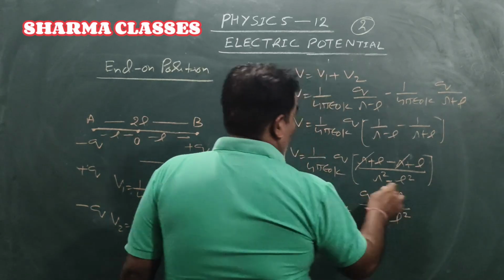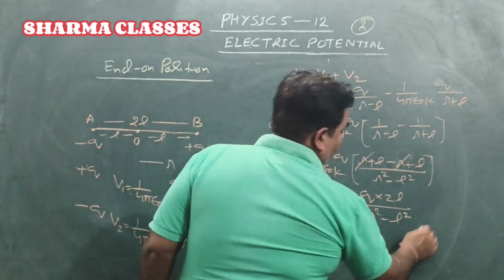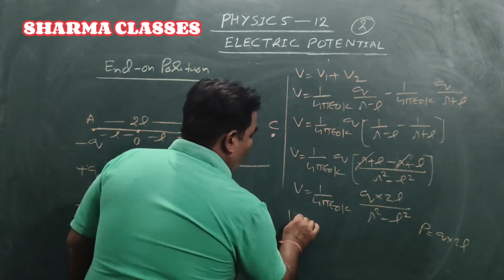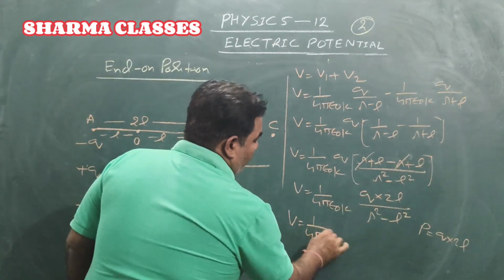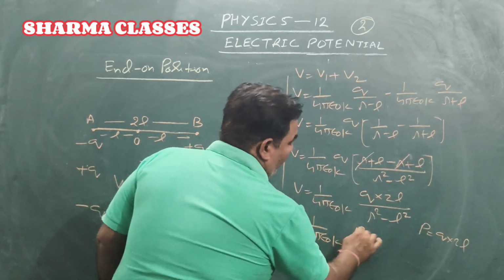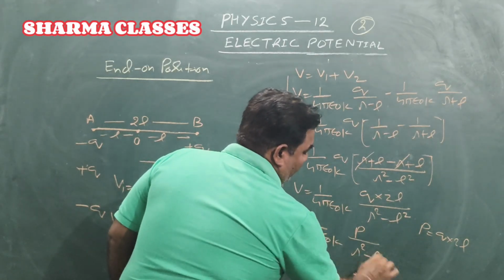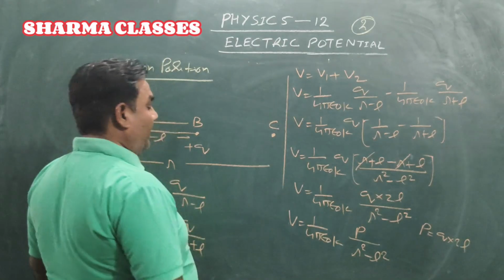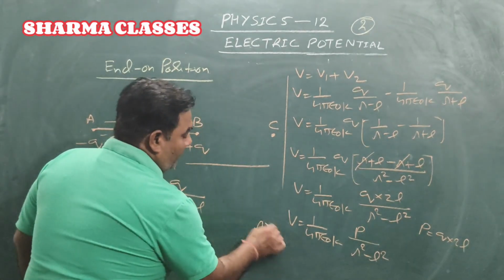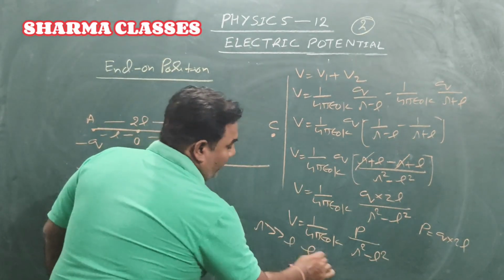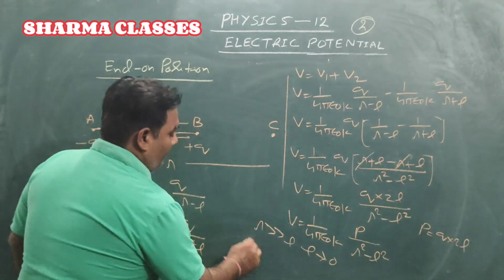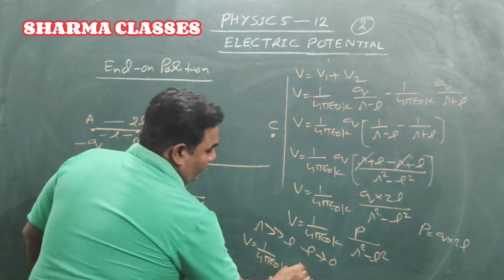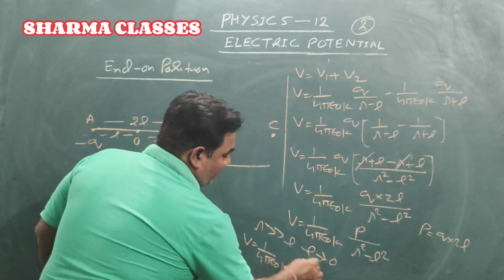Q into 2L is P, if the electric dipole moment P is equal to Q into 2L. So V is equal to 1 upon 4 pi epsilon naught K, P upon R square minus L square. Since the value of R is very much greater than L, L tends to 0. That is why V is equal to 1 upon 4 pi epsilon naught K, P upon R square. Now this is the formula of electric potential.